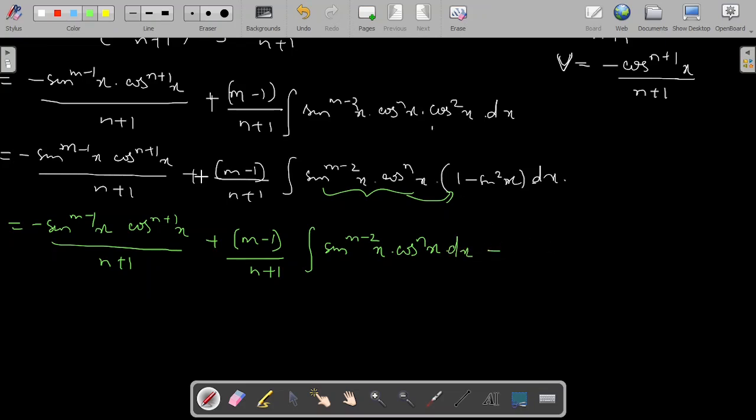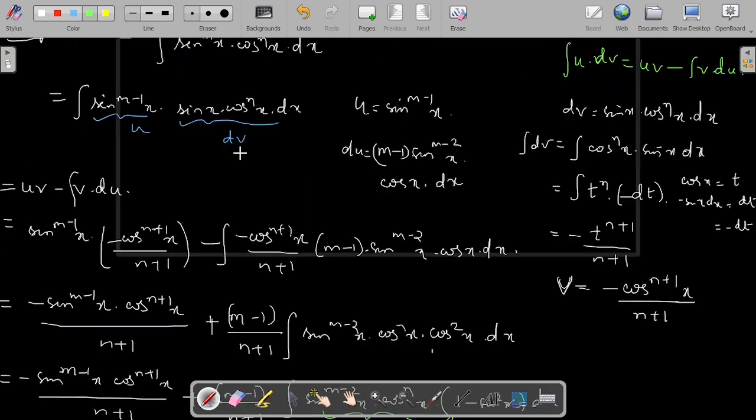Plus into minus, this plus and here it is minus, plus into minus is minus, you will get once again (m-1)/(n+1) into integral of, multiply this term with sin²x. So sin^(m-2+2), that is sin^m x cos^n x dx.